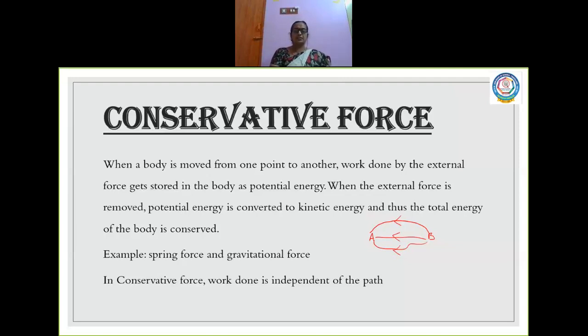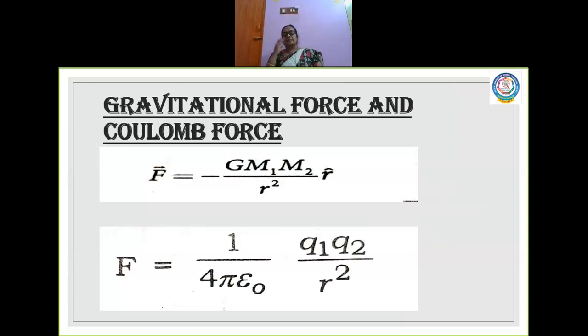So examples of conservative forces are spring force and gravitational force. Now you would have read about gravitational force in 11th standard. Now here is the gravitational law: F is equal to minus G m1 m2 by r square into unit vector. Now here I have written Coulomb's force: F is equal to 1 by 4 pi epsilon naught q1 q2 by r square.